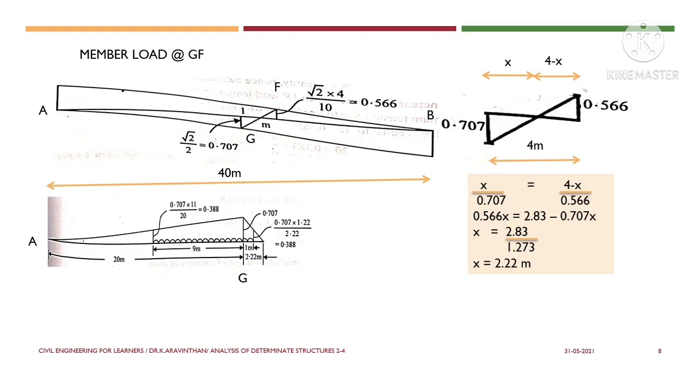So this is the inclined member. We already got the influence line diagram. At the point of A it is 0, at the point of G you have 0.707, at the point of B you got 1.41. The same way, at the point of F you got 0.556. So this is the influence line. By using this influence line, let us find the member forces.